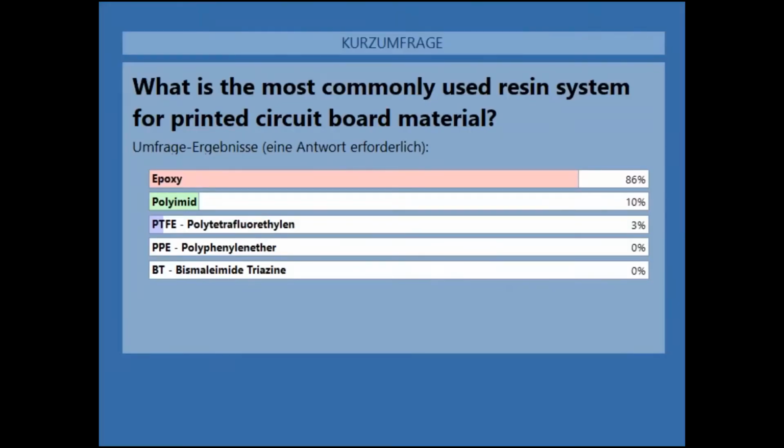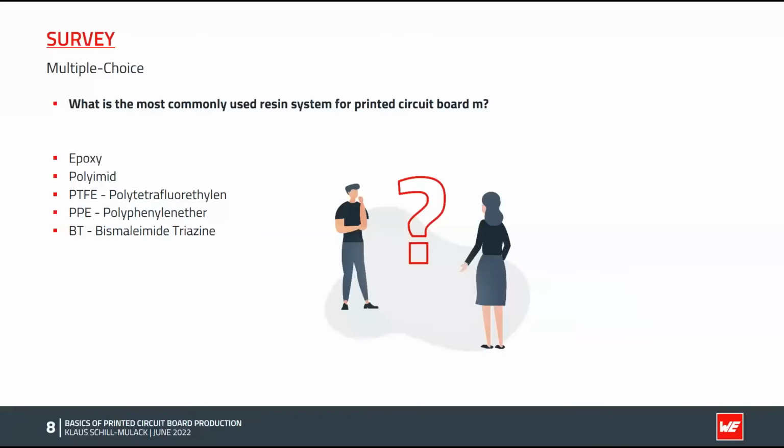So as you can see, we have a favorite material, which is epoxy with, how much is it? 86%. Yeah, that's really much. So second place for polyimide, 10%, and 3% for PTFE. So that's the result from your choice. And now we'll hand over to Klaus. Maybe he can explain a little bit about the different resin systems. Thanks for your participation.